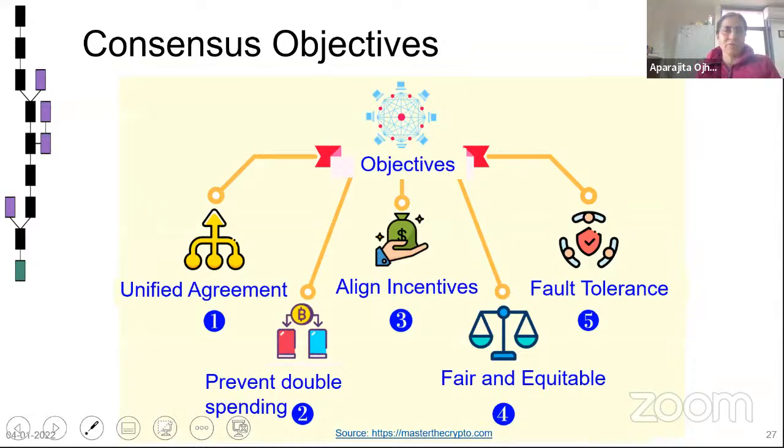So what are the objectives of any consensus mechanism? One is that there has to be a unified agreement. And then we should have a mechanism through which we can prevent double spending, because it is a decentralized network. There's no central authority looking at your account to control that you're not using the same ether to buy one service and also to buy another service.